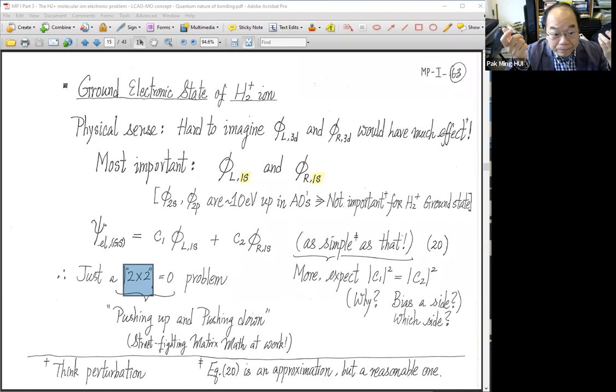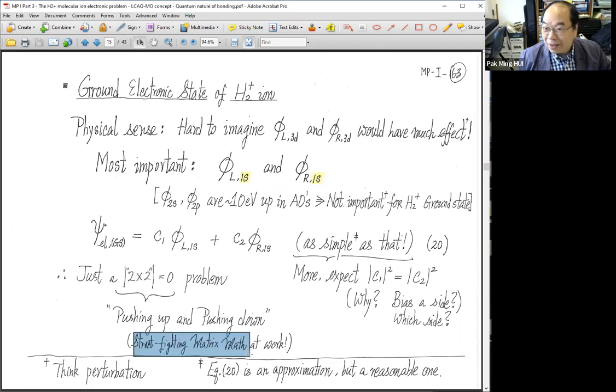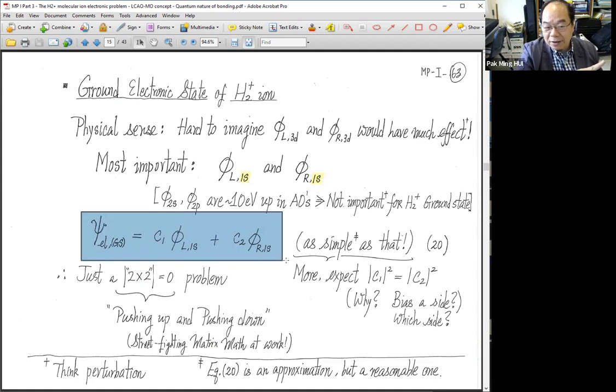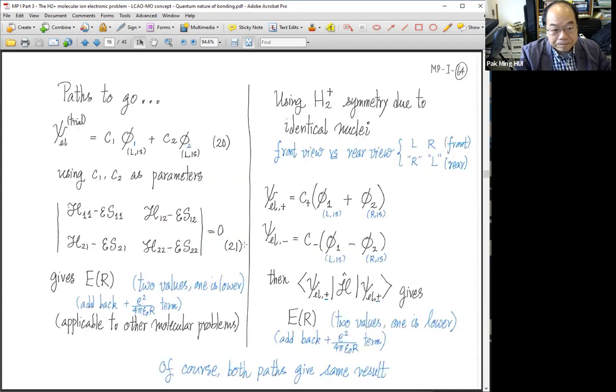Understand? That's why I asked you to do some 2x2 matrix mathematics in the first problem set. Now it is the place to use it. It is street fighting matrix mathematics at work. Now you are using it, okay? So let's get started with this very simple left, right, only one S. See how it forms bonds. Now there are two ways to go.